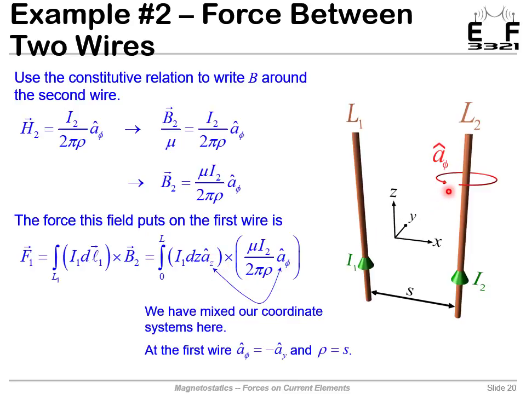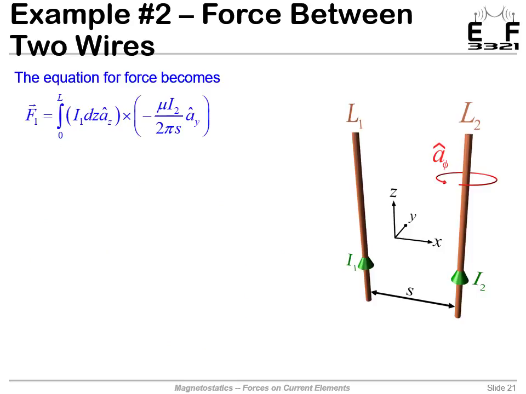Notice we have some coordinates mixed up here. So what we can do is look at the first wire, and if we were in cylindrical coordinates, we know that the magnetic field is in the phi direction. However, immediately at this second wire, that phi direction is actually in the negative y direction. So as long as we're integrating only along this wire, we can replace a phi with negative a_y. And our distance of observation, we are a distance s away from L2, so we can replace rho with s. We can do all that to this equation, and we end up here.